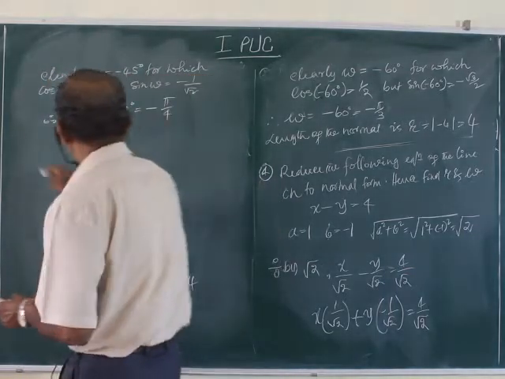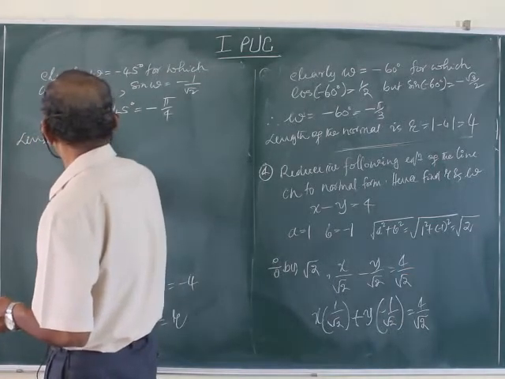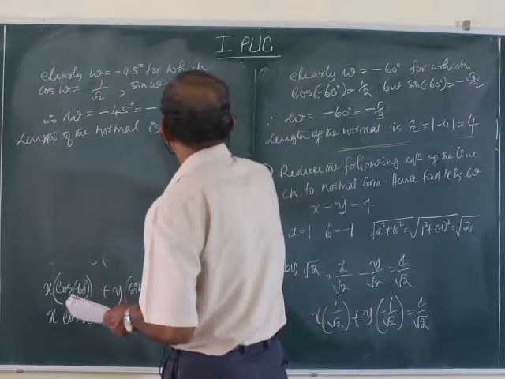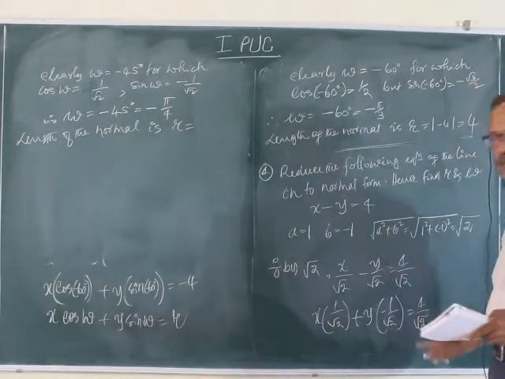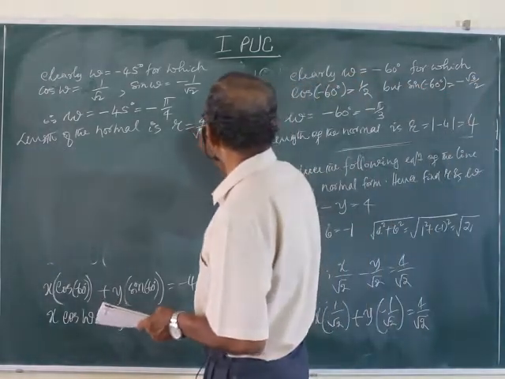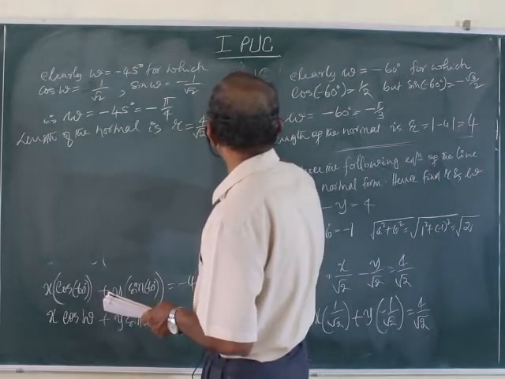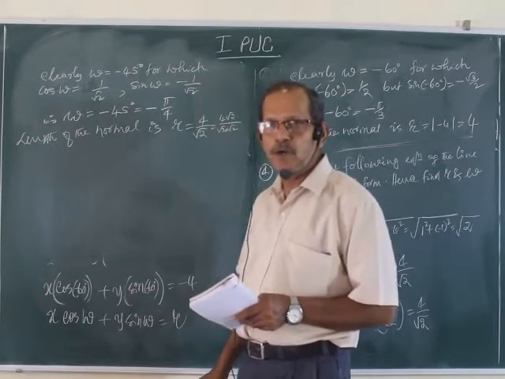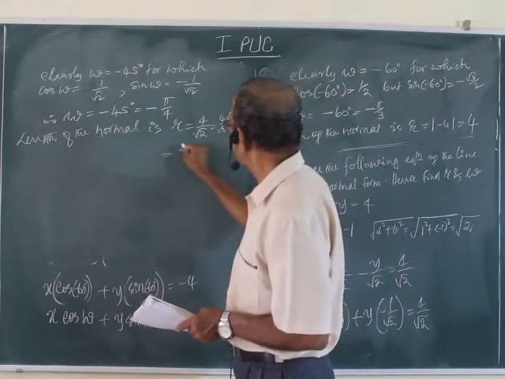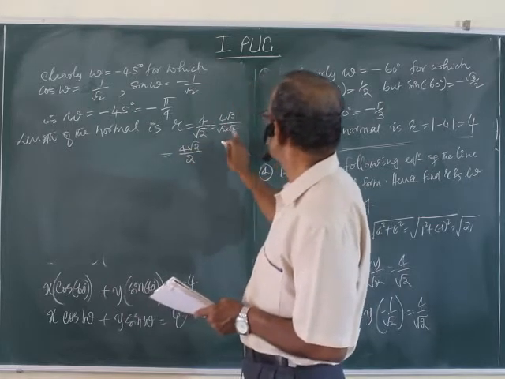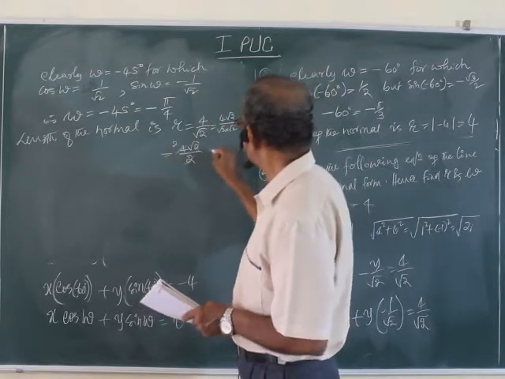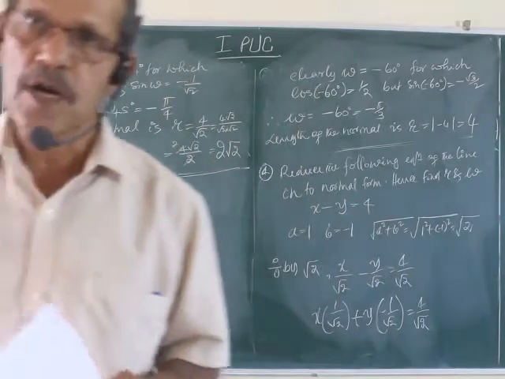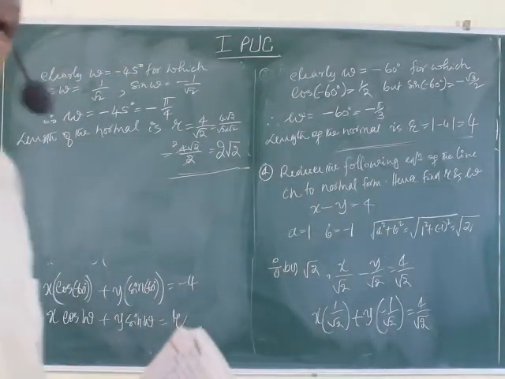What about length of the normal? R equal to, it is already positive, 4 by root 2. But 4 by root 2 can be written by rationalizing the denominator that you know. Multiply both numerator and denominator by root 2. You get 4 root 2 divided by 2, which can be simplified as 2 root 2. Length of the normal is 2 root 2. Angle omega is minus pi by 4.